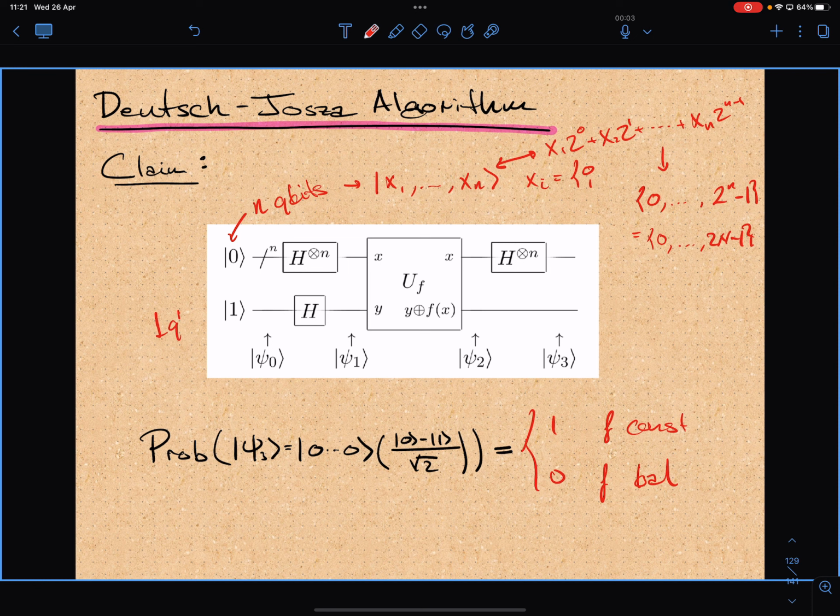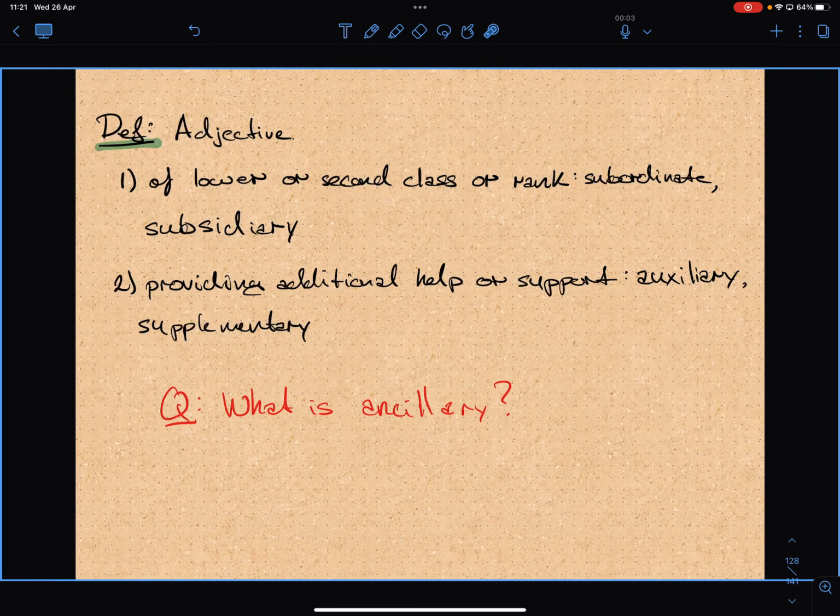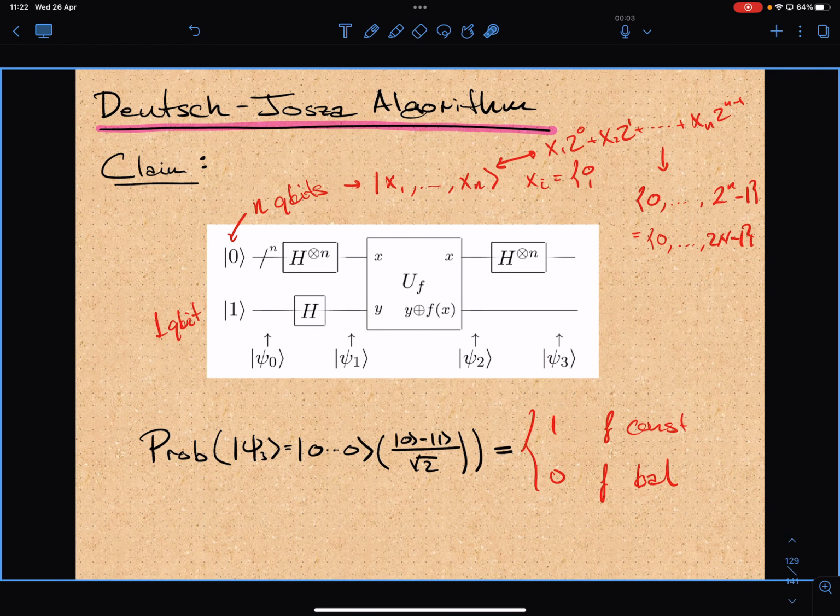And this qubit is called what? What is ancillary? That's not a question. Yeah, this is an ancillary qubit. It's providing additional help or support to carry on our circuit.